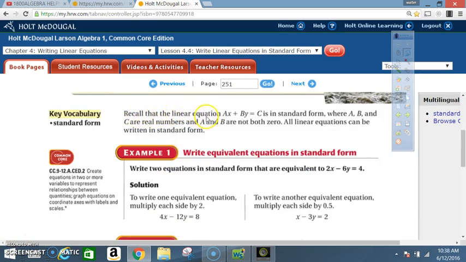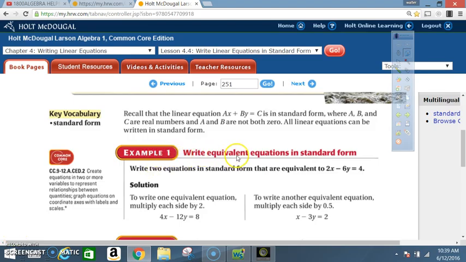Recall that the linear equation Ax plus By is equal to C is in standard form, where A, B, and C are real numbers and A and B are not both zero. All linear equations can be written in standard form.